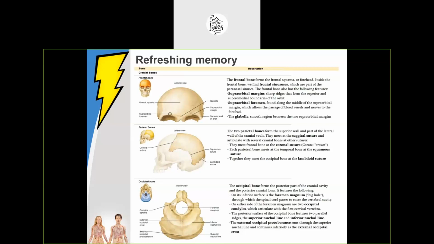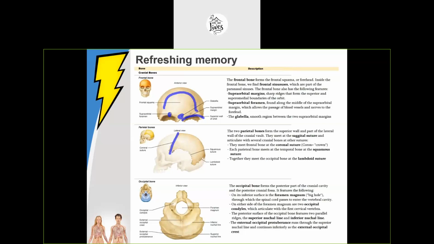As for features we can find on the frontal bone, I will be highlighting the supraorbital margin, the supraorbital foramen, and the glabella of the frontal bone. The frontal squama is the anterior flattened part of the frontal bone. As for the parietal bone, the connection between the frontal and the parietal bone is the coronal suture. And parietal bones are paired bones making up the superior wall of the lateral cranium.